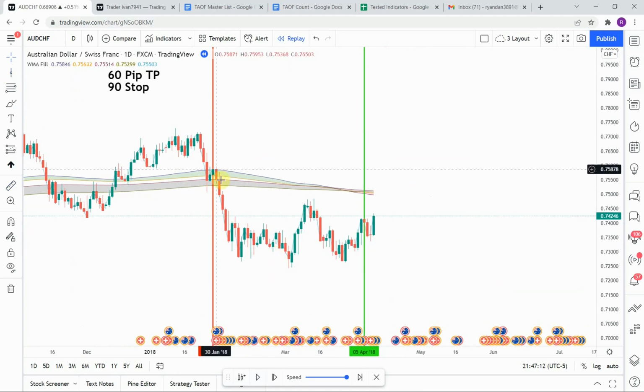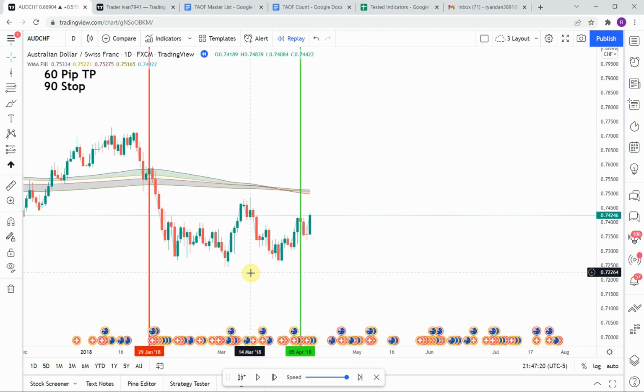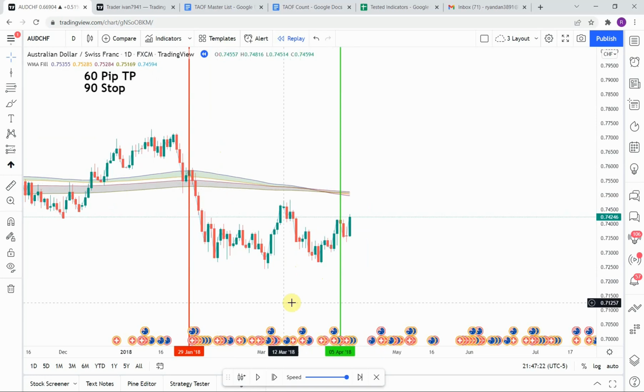Alright, so the first signal that we picked up was a long right here. We got that pullback into the bands and then a slight break to the upside. Unfortunately, price just drops straight out right there and stops us out on that one.